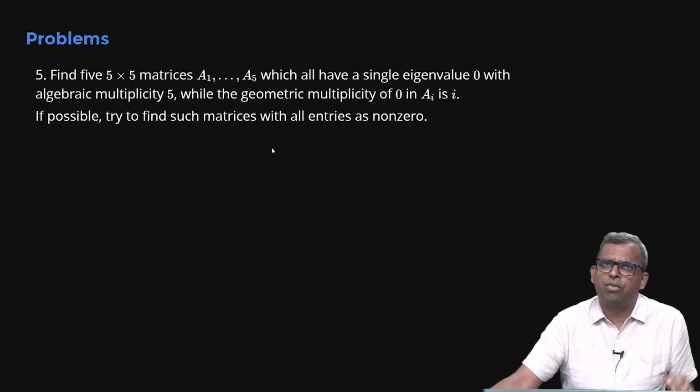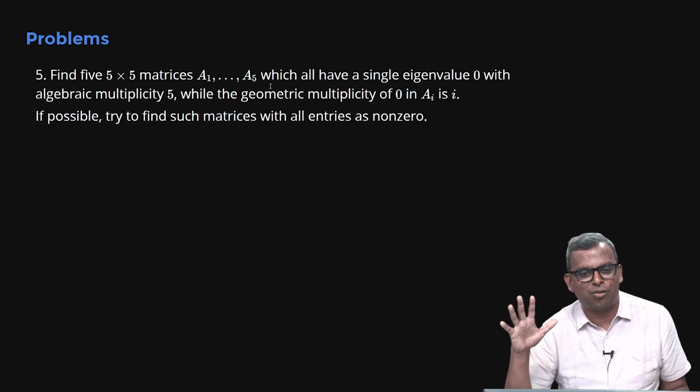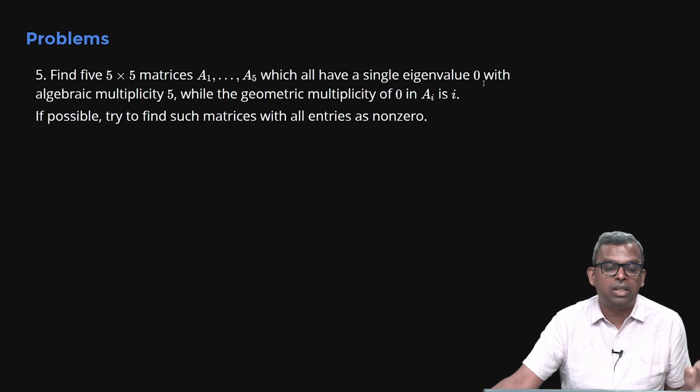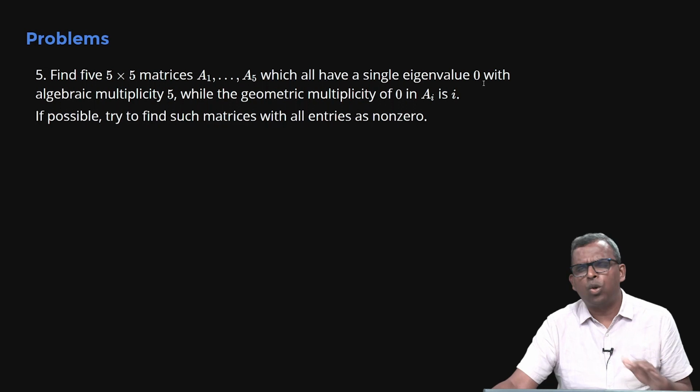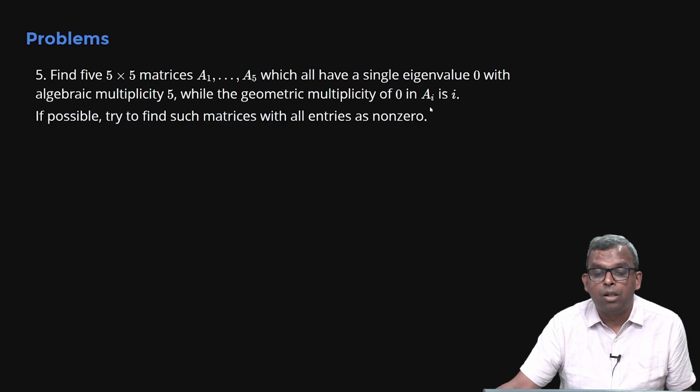The last question is a little bit of a challenge question. You can think about it. It's interesting. I'll give you one answer, but maybe the last part is a bit interesting. So you find 5 by 5 matrices A1 to A5, 5 of them, which all have a single eigenvalue 0 with algebraic multiplicity 5. So they should only have an eigenvalue 0. There's nothing else they should have. But I want the geometric multiplicity of Ai to be i, as in geometric multiplicity of 0 for A1 should be 1, for A5 should be 5, for A4 should be 4, etc.